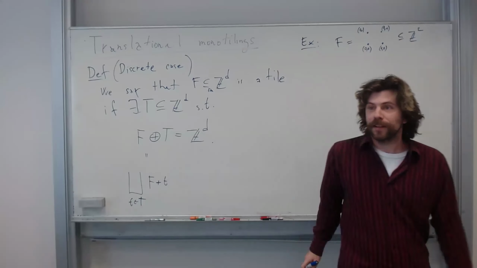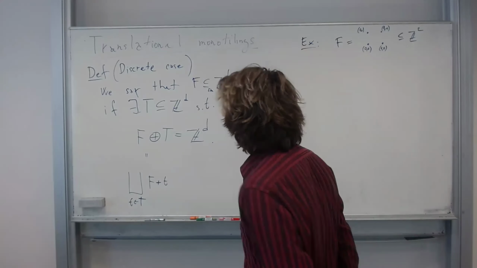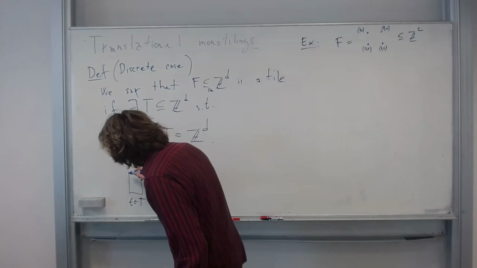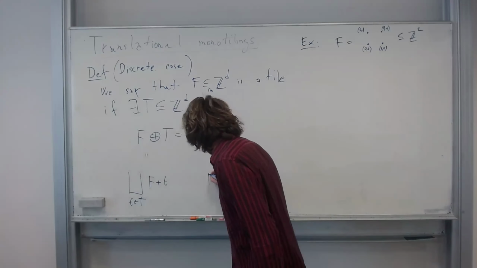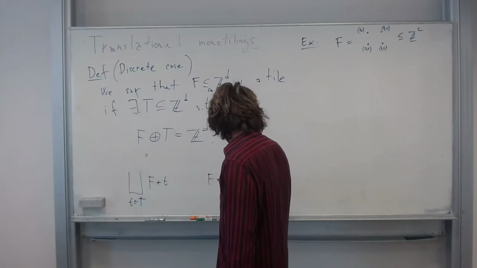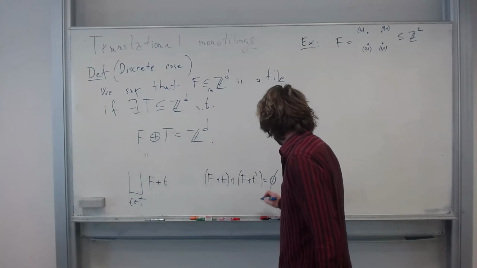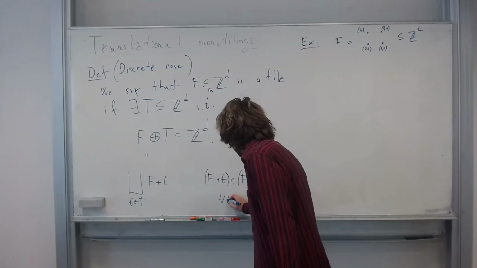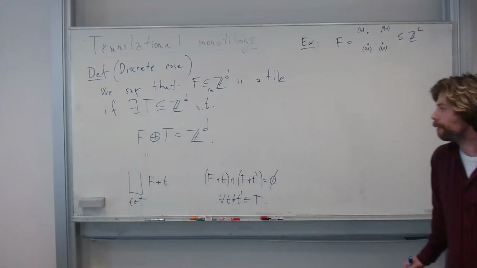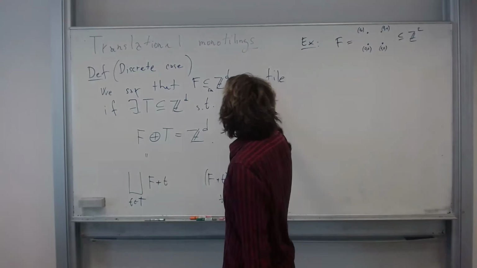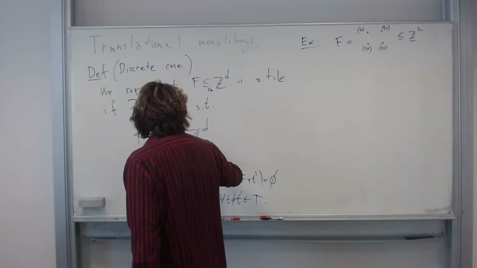Okay, so this is the main definition. Maybe do they overlap or can they not overlap? They cannot overlap, and this symbol means a disjoint union. So this means that F plus t intersected with F plus t prime has to be empty for every t that is not equal to t prime. This set is called a tile, and T will be referred to as a tiling.